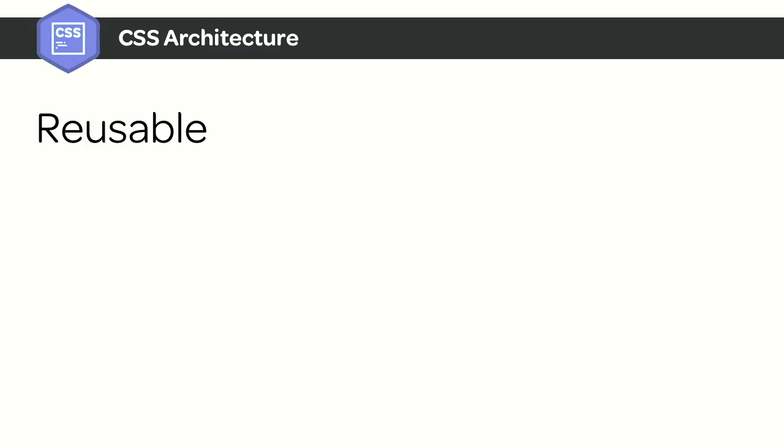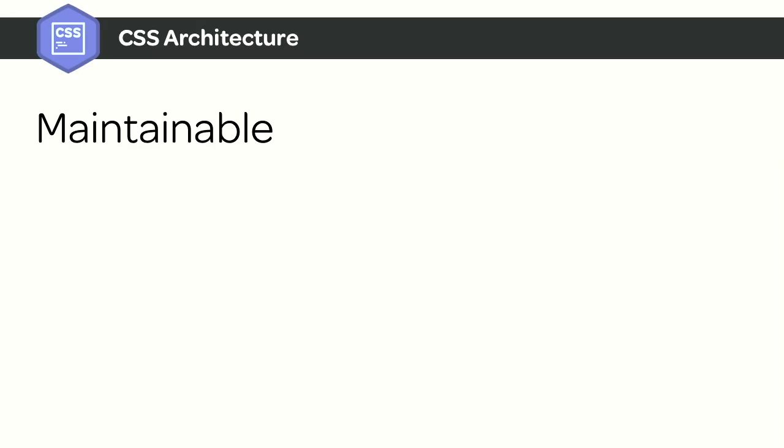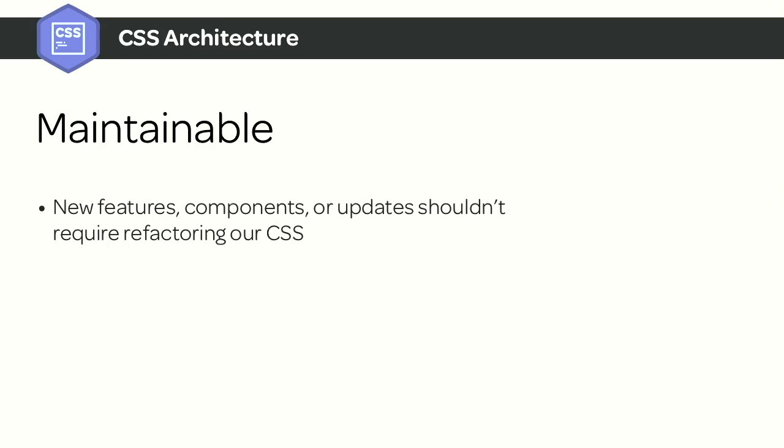Reusable CSS should be decoupled from the HTML. So if we need to add any new components or features, we shouldn't need to recode any patterns or solve any problems that we've already solved with existing CSS. Now, one of the most important ones is making our CSS maintainable. This means that we should not have to refactor any of the CSS if we need to add updates or new features and components. The added features or updates we make should not break any of those other components in the site.